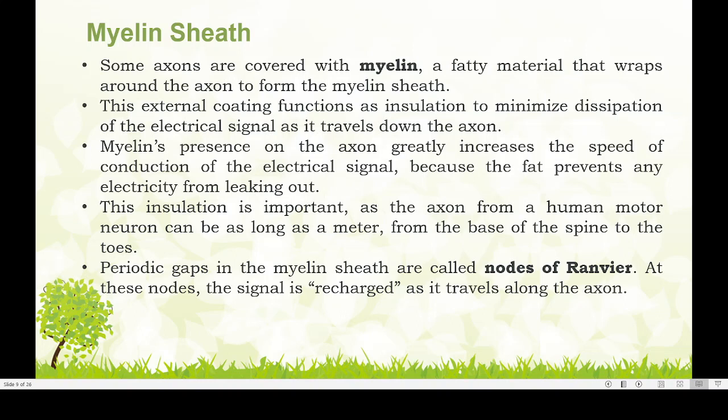And this external coating functions as an insulation to minimize the dissipation of electrical signals, because you know that when electrical wires are covered with a plastic coating, that is an insulating layer. In the absence of that plastic coating, what happens? Two neighboring electric wires will touch each other, and there will be a short circuit, the fuse will go.